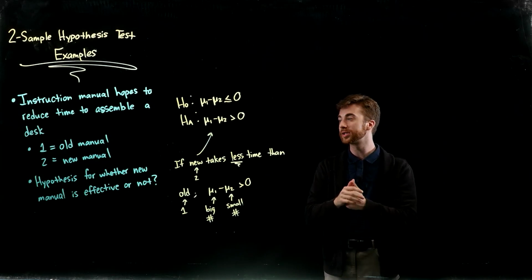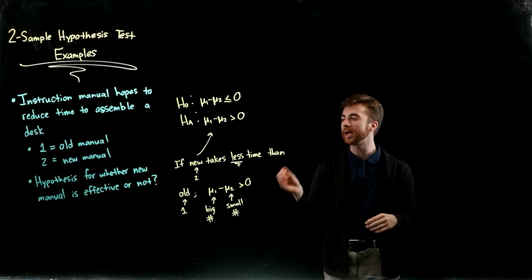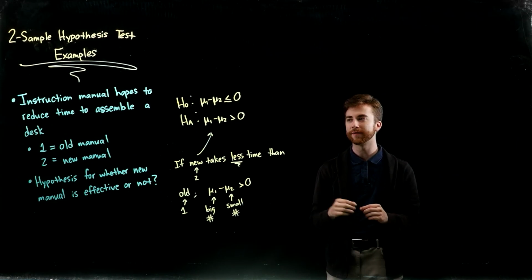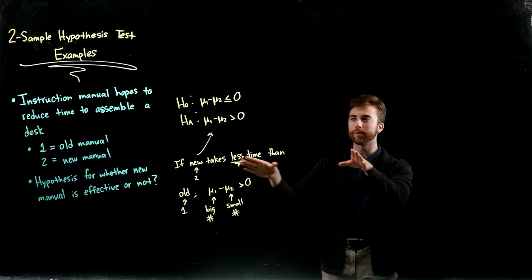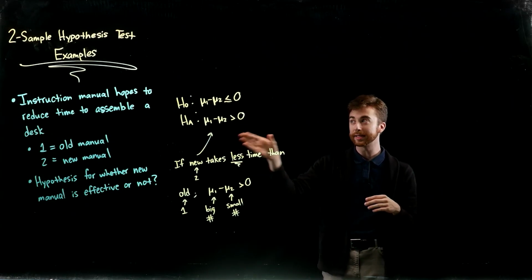So essentially, if I'm wondering whether or not the new manual is effective, first I have to identify when we're dealing with mu1 and mu2, which, as in the previous video, is the standard format whenever we're dealing with these mean-based tests.